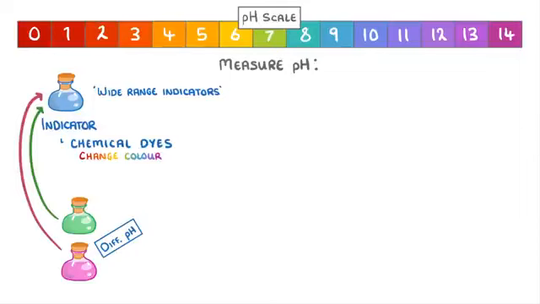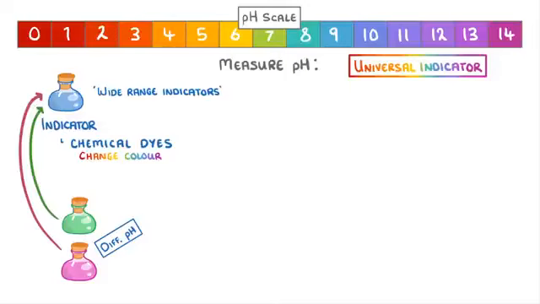The most common example is universal indicator, which gives the colours we've shown on our pH scale here, ranging from deep red at a very low and acidic pH, to yellow, green, and then bluey purple as we increase the pH and it becomes more alkaline.